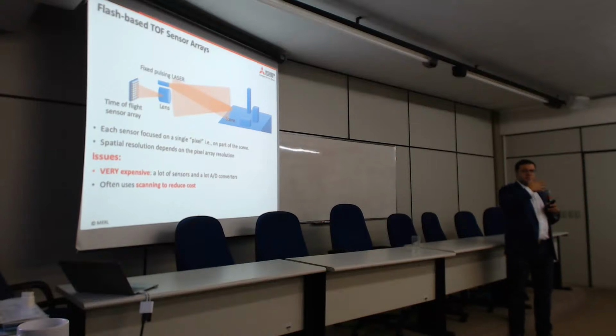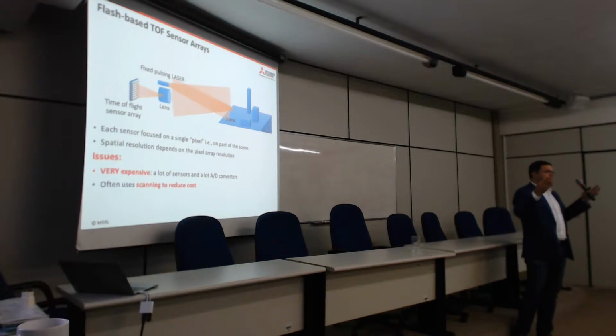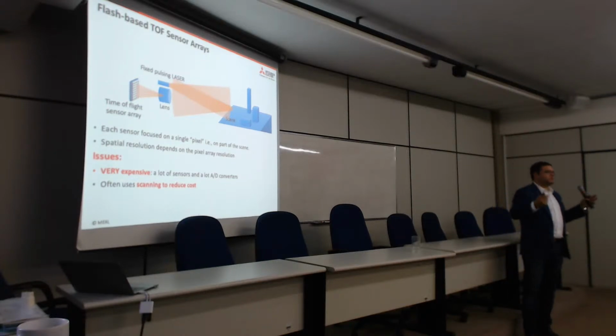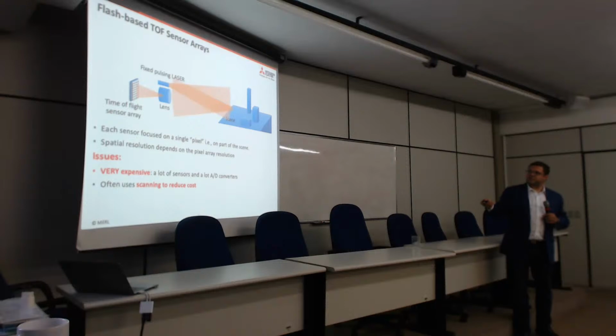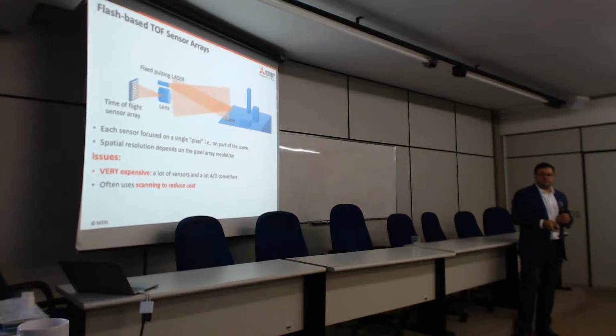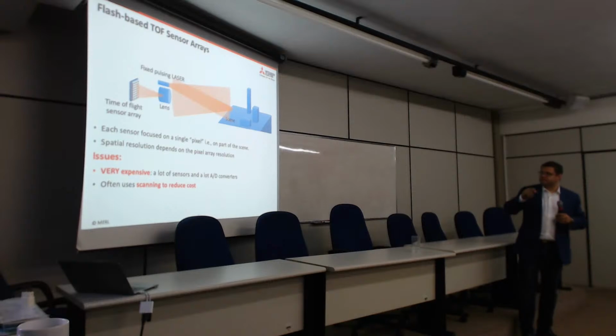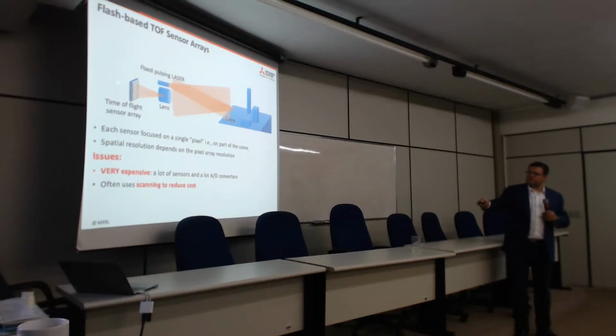That scene reflects the pulse, and it comes back, it goes through a lens, and that focuses the reflection to a time of flight sensor array, which, if you want a 10 megapixel depth sensor, you need a 10 megapixel sensor array. For every sensor, you need analog to digital conversion and so on. Okay, so this is very expensive. It uses a lot of sensors, a lot of A to D converters, and that's why some people use scanning to reduce cost. But let's look at that basic, fundamental system.